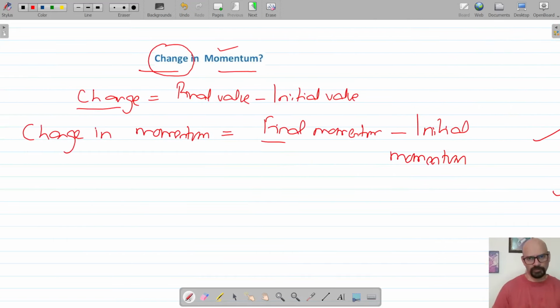Okay, what would be the final momentum? We know that momentum is given by P is equal to m into V, and usually we use V for the final velocity. So for final momentum, it's m into V, the final velocity, and if we have to calculate, this is the final momentum.